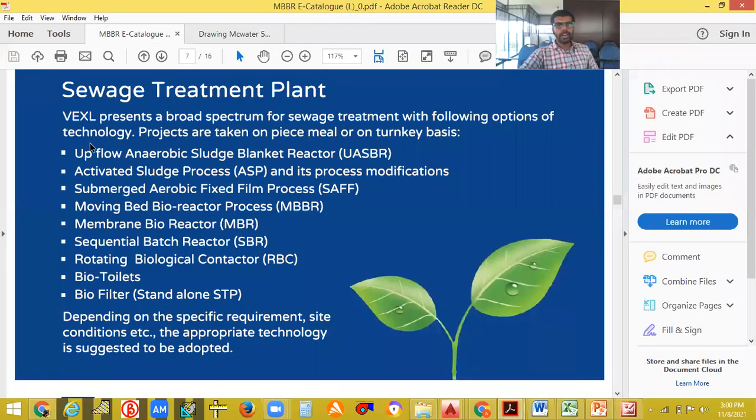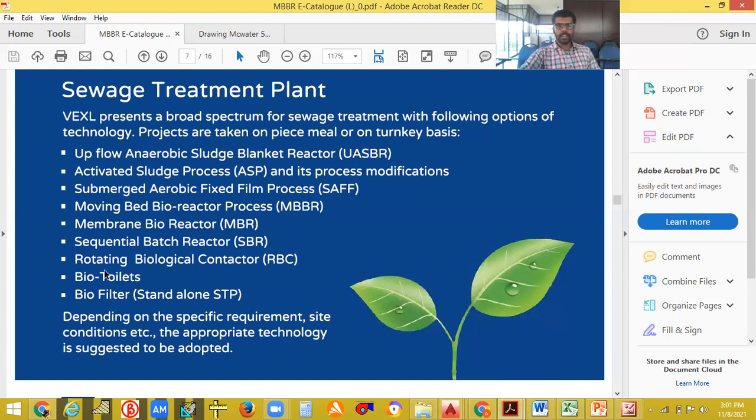Different types of sewage treatment plants are there: upflow anaerobic sludge blanket reactor, activated sludge process, submerged aerobic fixed film process. Nowadays, the most commonly used that I have seen are MBBR, the moving bed bioreactor process, MBR, membrane bioreactor, and SBR. These three are the mainly used ones.